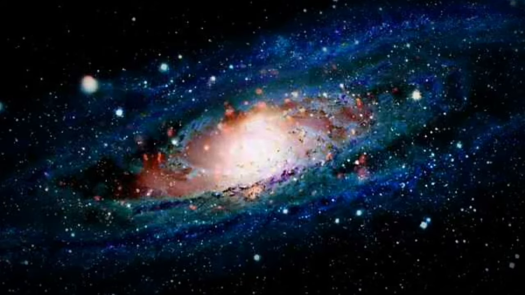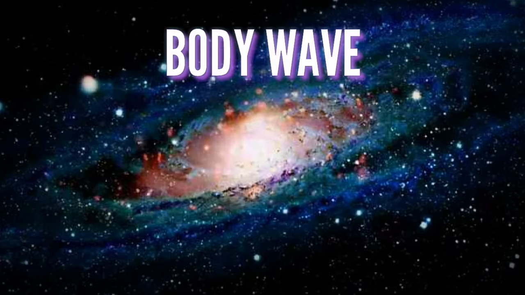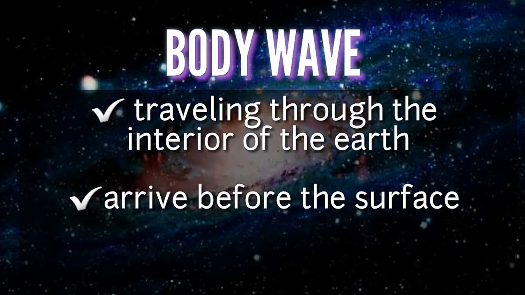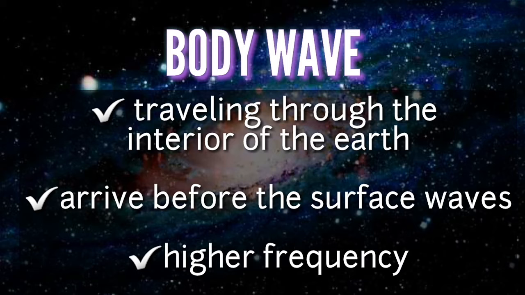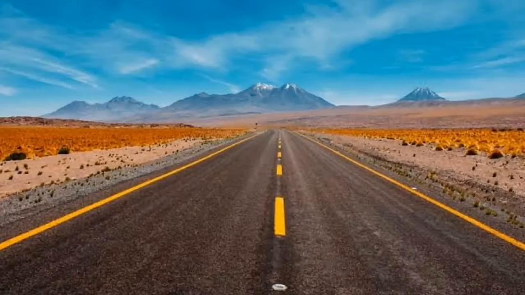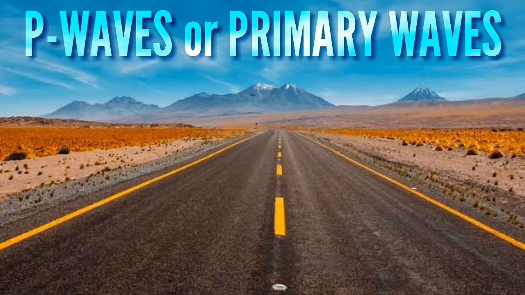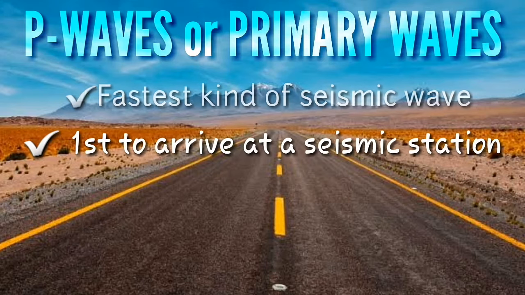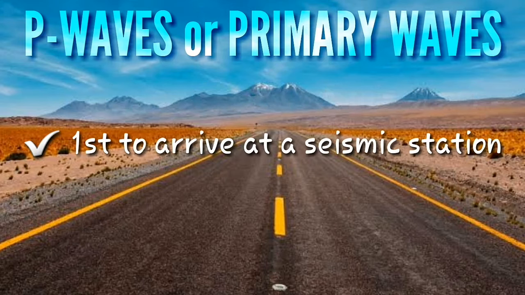Let us talk about the first type of wave, which is the body waves. Traveling through the interior of the earth, body waves arrive before the surface waves emitted by an earthquake. These waves are of a higher frequency than surface waves. The first kind of body wave is the P wave or primary wave. This is the fastest kind of seismic wave and consequently the first to arrive at a seismic station.